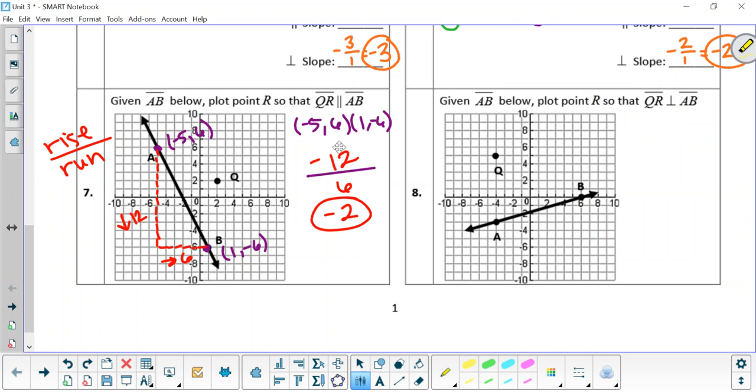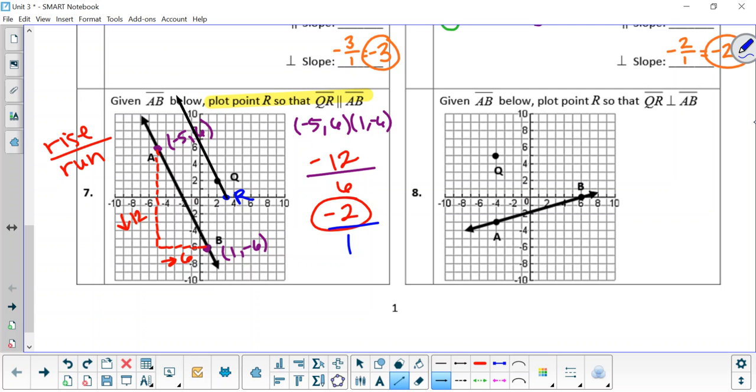Now my directions tell me to plot point R so that it is parallel, which means the same. So here's Q. To plot point R, I just have to go down 2 for the rise over 1, because remember, whole numbers are always over 1. So there's my point R. If I were to connect them and draw a straight line, it would be a parallel line. They do not intersect.